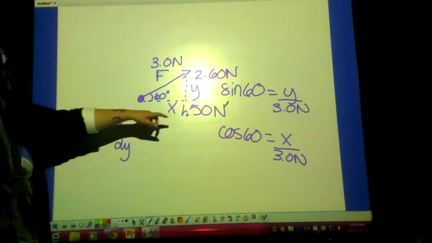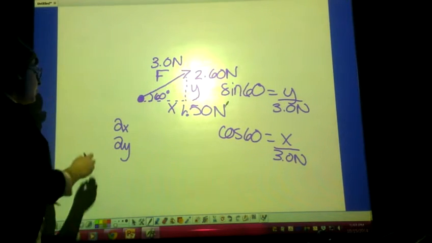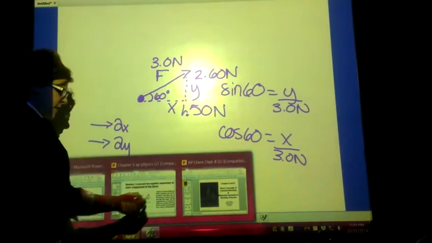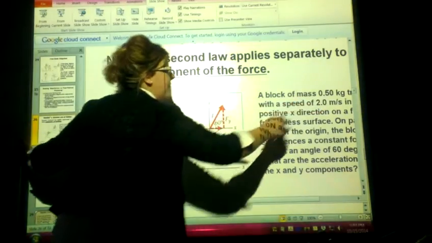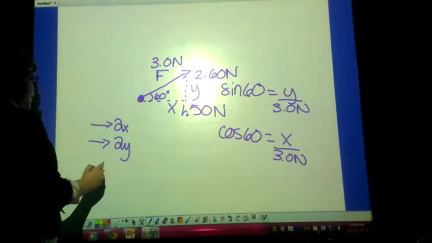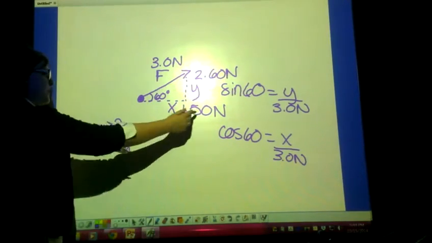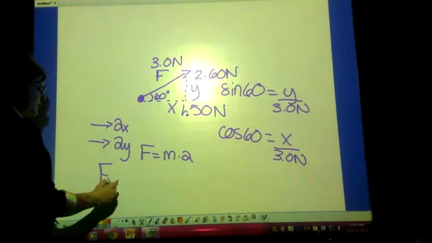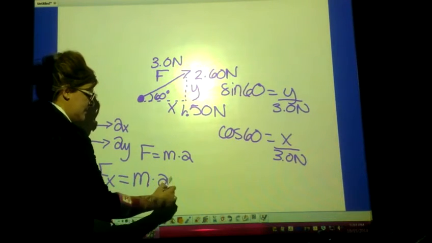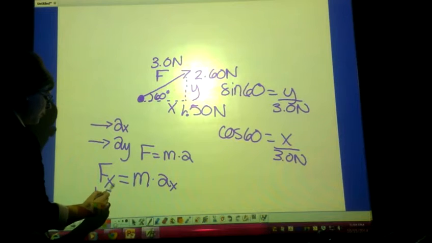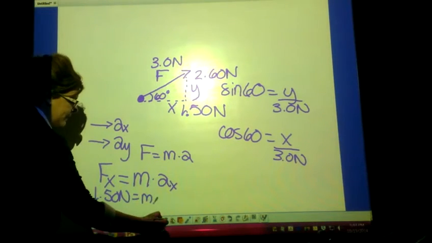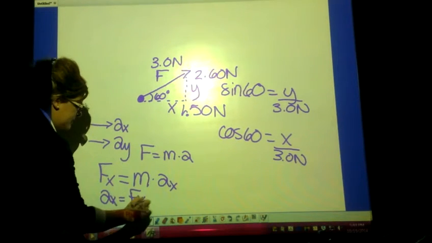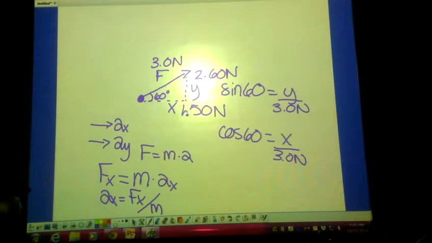Okay, so I know the force in the x, I know the force in the y. My goal is to find acceleration in the x and acceleration in the y. So I can do that because they gave me the mass. And they told me the mass of that block was 0.5 kilograms. So I could do x first. And I know that force is equal to mass times acceleration. So the force in the x direction is equal to mass times the acceleration in the x direction. So 1.50 newtons equals, actually, let's not do that. Let's rearrange this for acceleration in the x. Fx divided by mass will give me acceleration in the x.